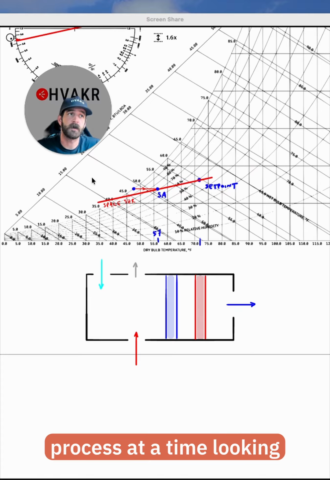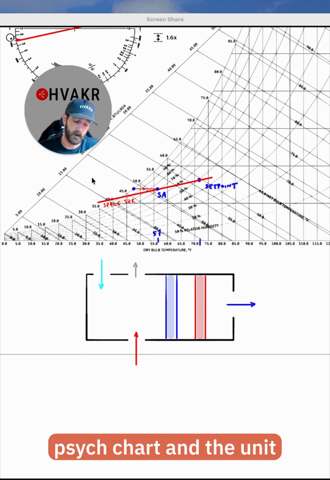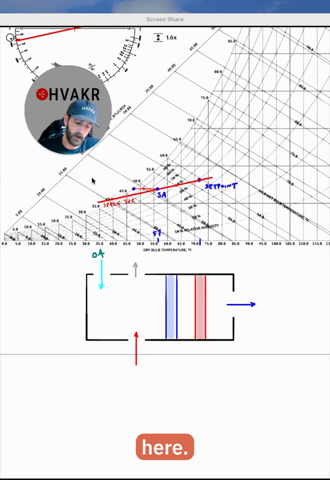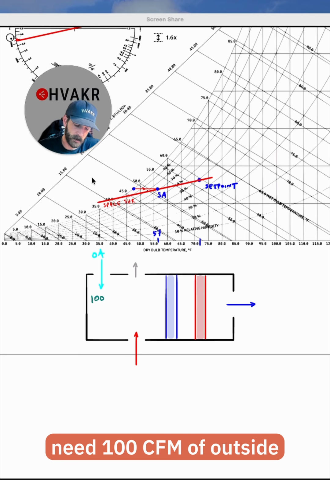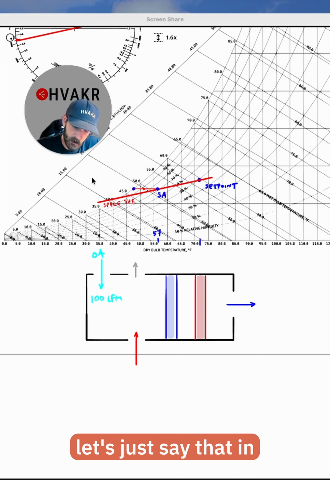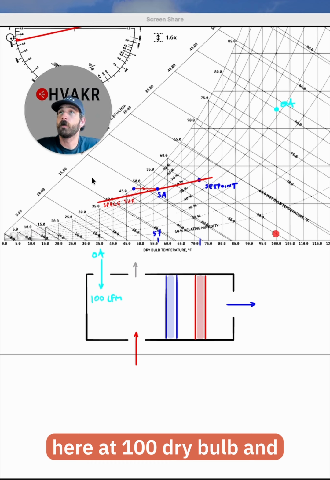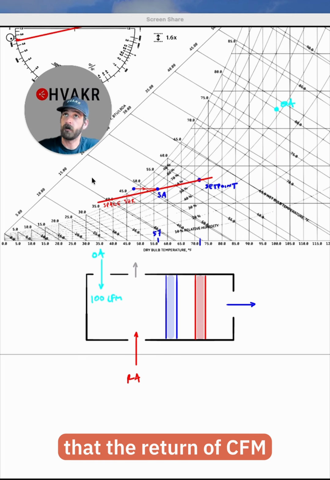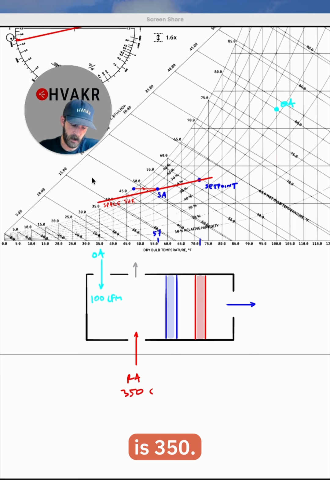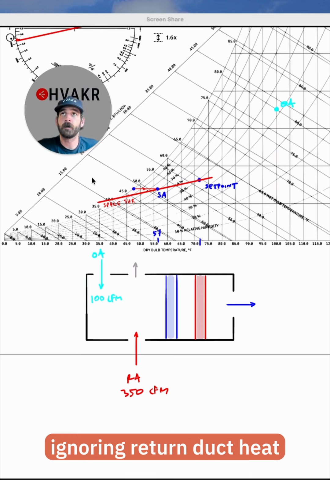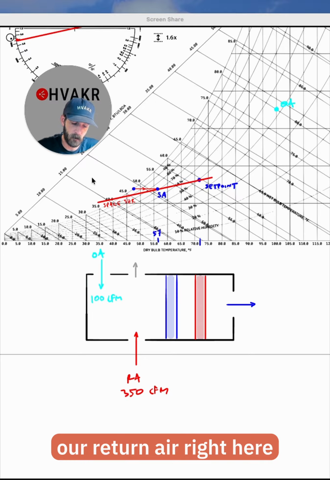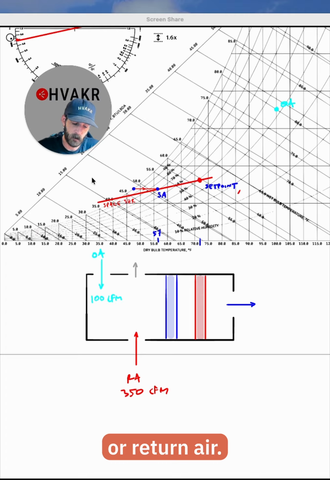Let's plot this one process at a time, looking at both the psych chart and the unit configuration itself. In this kind of package unit, we're going to have the outside air intake right here. We already determined we need 100 CFM of outside air, and let's just say that in the summer, the outside air lands right about here at 100 dry bulb and 80 wet bulb. Next, we have our return air, and we discovered that the return air CFM is 350. The return air, for all practical purposes, ignoring return duct heat gain and whatnot, is going to be equal to our set point. So we're going to map our return air right here. I'll call this set point or return air.